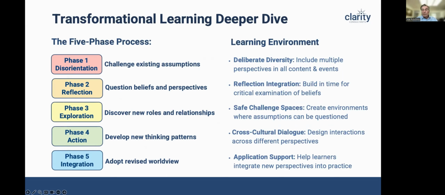She discovered how different team members needed different support to succeed. Phase 4 led her to develop new thinking patterns as she learned to recognize and address systemic barriers. Finally, Phase 5 gave her tools to integrate this revised worldview into her daily leadership practice. This process only works when learning environments include deliberate diversity in all content, provide safe spaces for questioning assumptions, build in reflection time for examining beliefs, design cross-cultural dialogue opportunities, and offer support for applying new perspectives. The result transforms perspective and behavior, not just knowledge and skill.